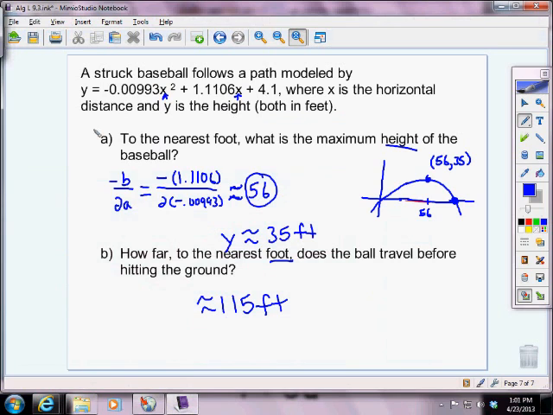Okay, so this is just a real life example of how whenever we throw a baseball or we throw a football or anything like that, it's following a quadratic path, meaning it's a parabola. It goes up and it comes down. Even if you have a really good arm, there's going to be a slight variance. It's going to go up a little bit.